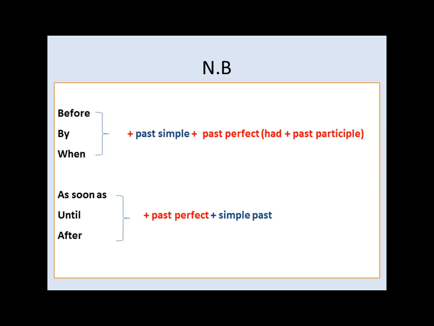Note please that with after, before, by, and when we use simple past, then the past perfect. So it is stuck to before, by, and when, simple past. And after that, we have the past perfect, that is had plus past participle. Second category, as soon as, until, and after, always followed by past perfect, which means that the second part is in the past simple.